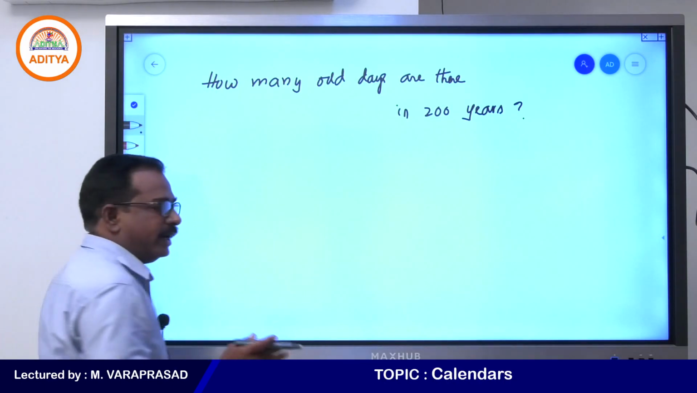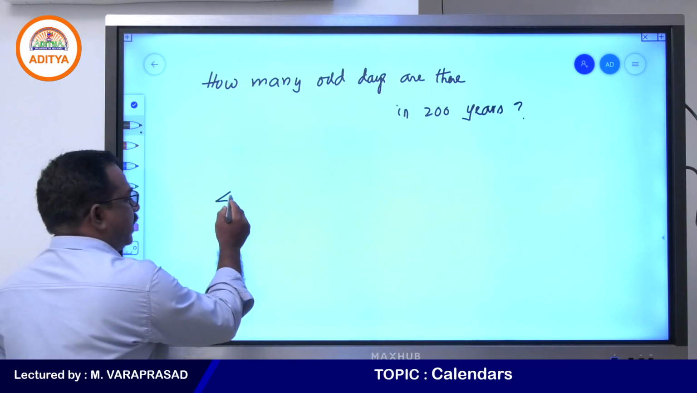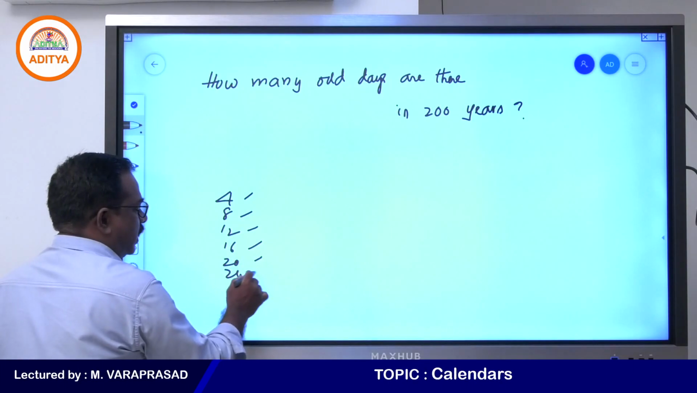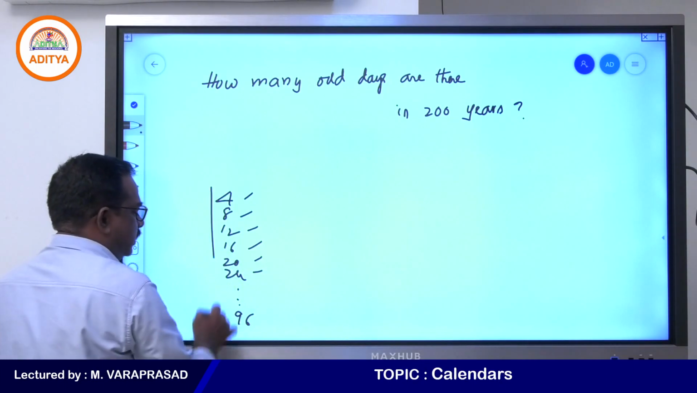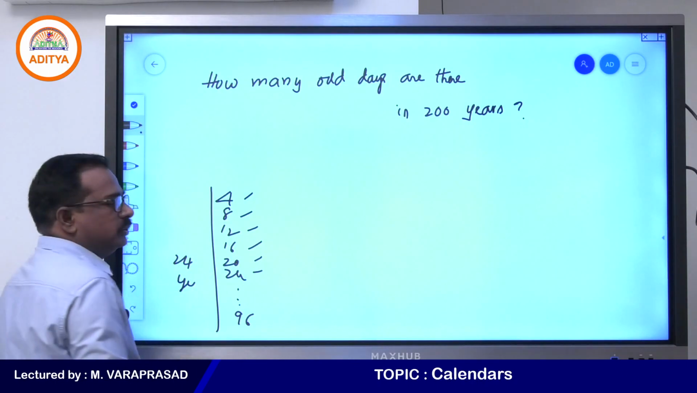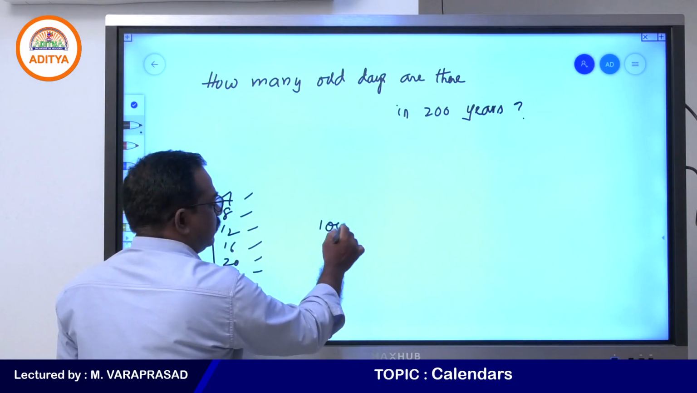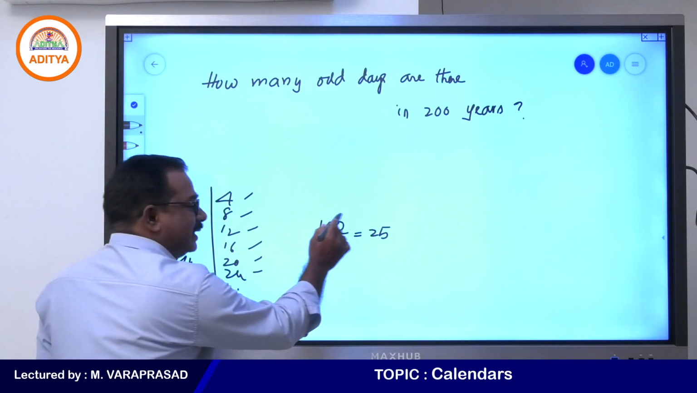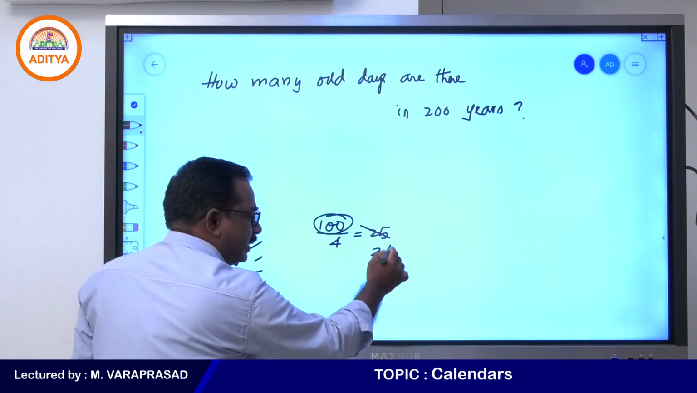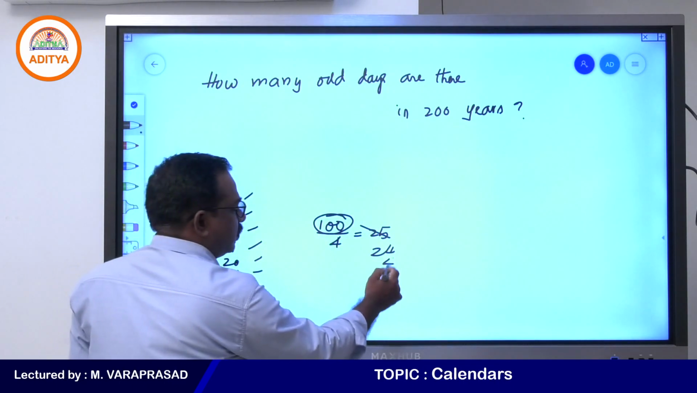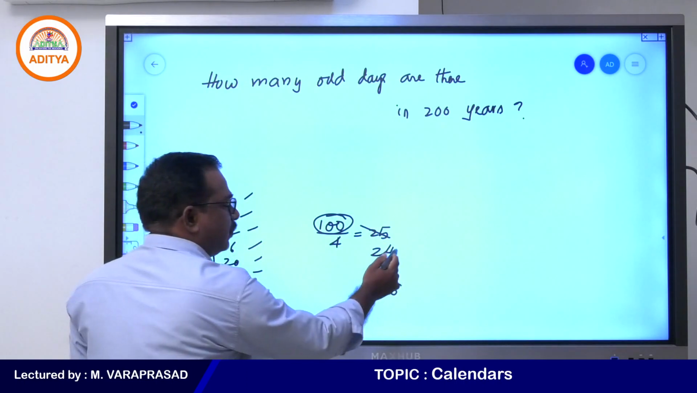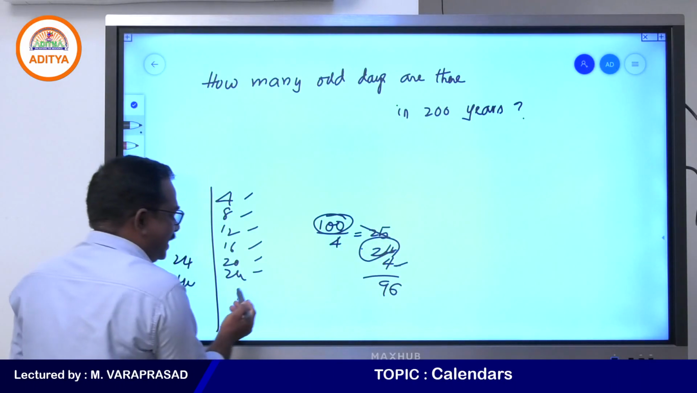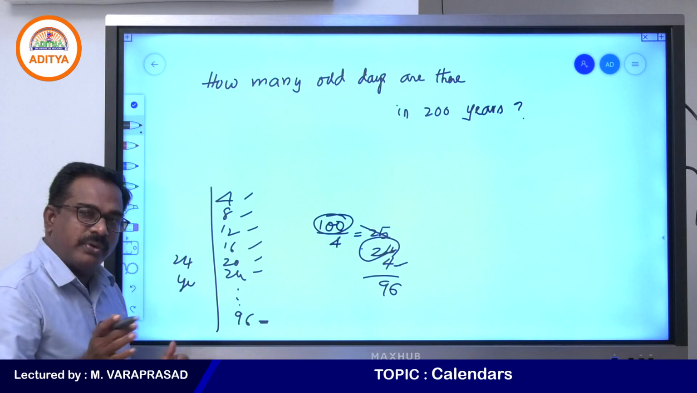Gentlemen, for every 4 years we will get a leap year. 4, 8, 12, 16, 20, 24, like that up to 96. If you count all these, you will get 24. So 100 divided by 4 means 25 leap years, but the 100th year is not a leap year, so 24 leap years. 24 fours are 96. For every 4 years we will get a leap year.